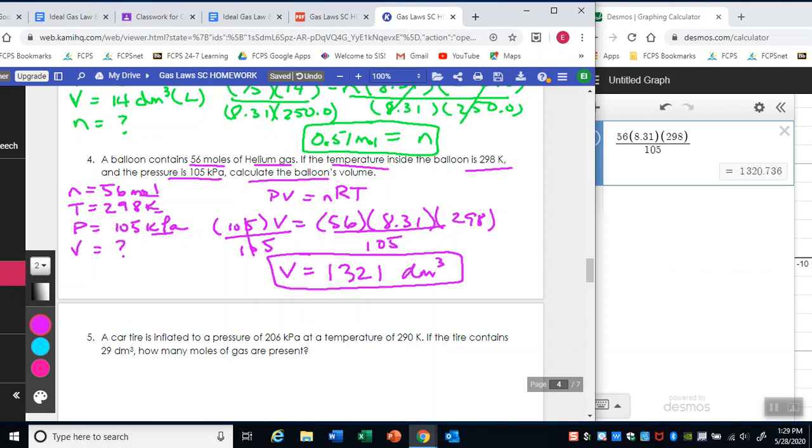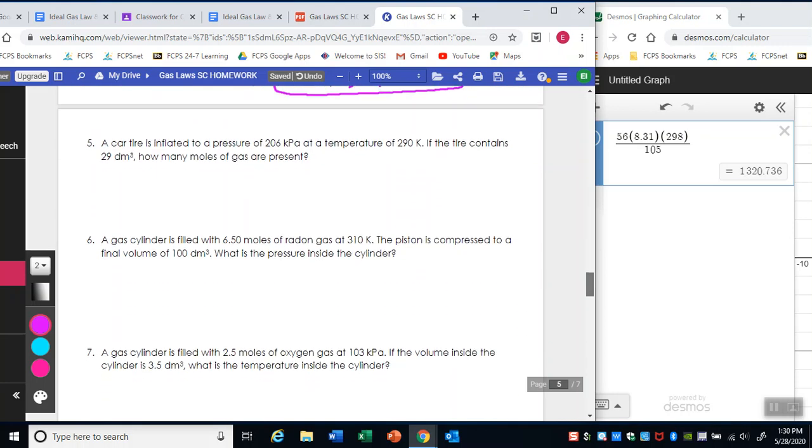All right, very good. That's awesome. And that's that first page. So you can go ahead and finish the rest, and then you'll be ready for partial pressures.